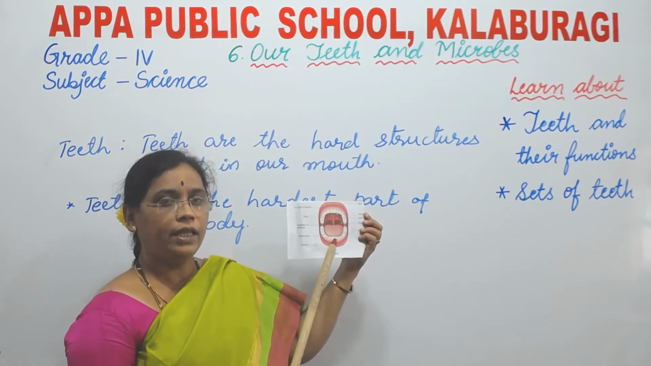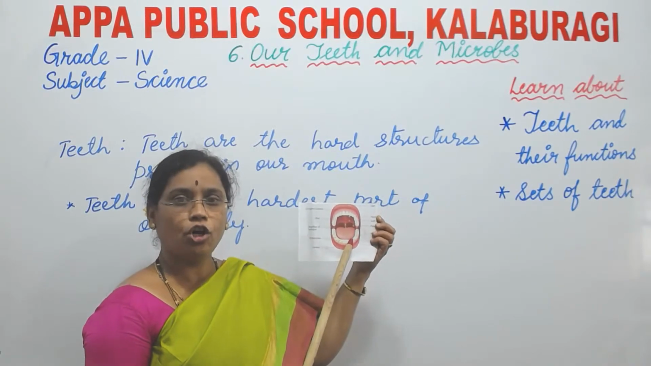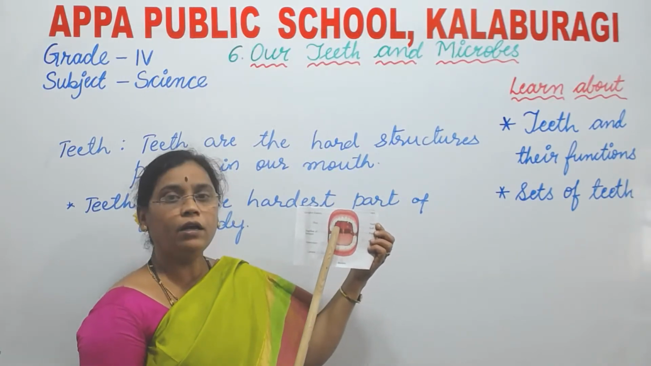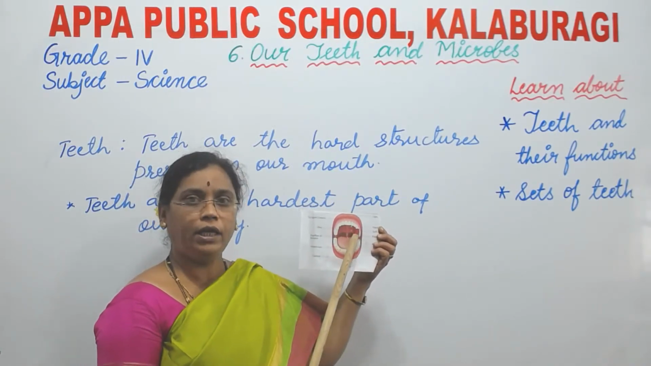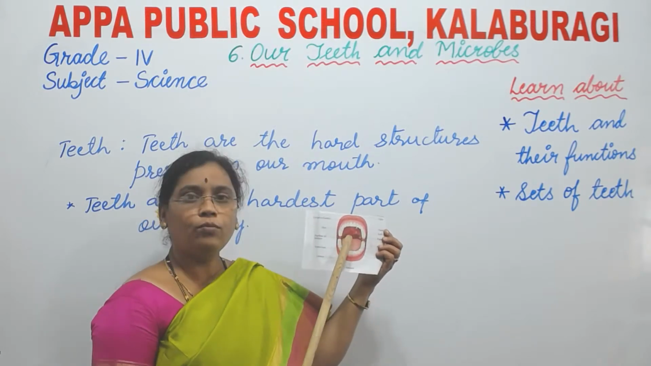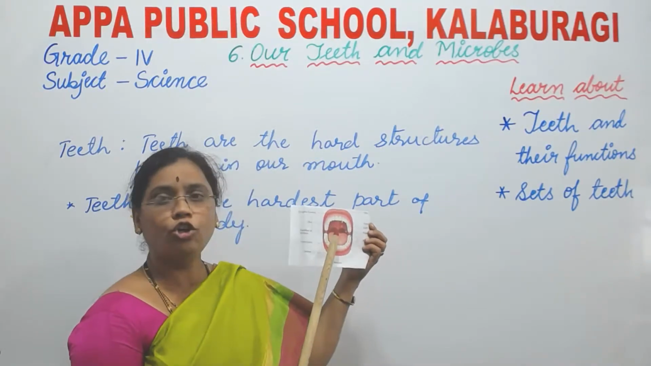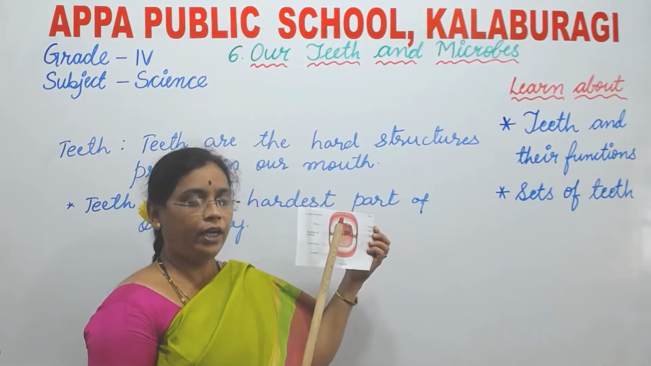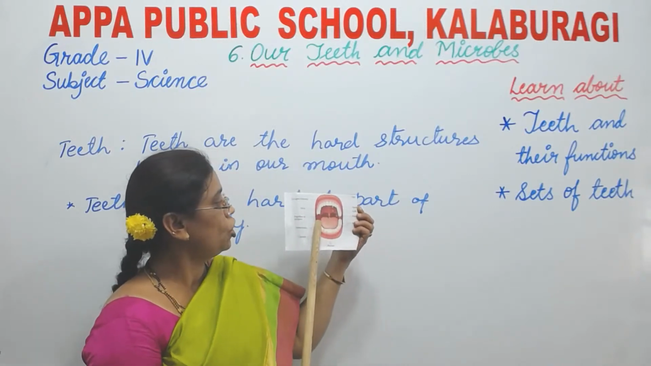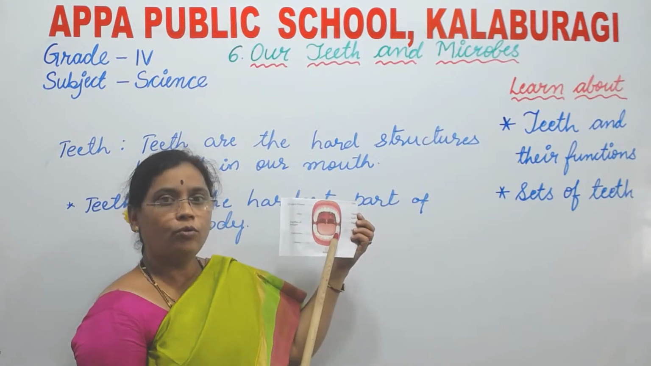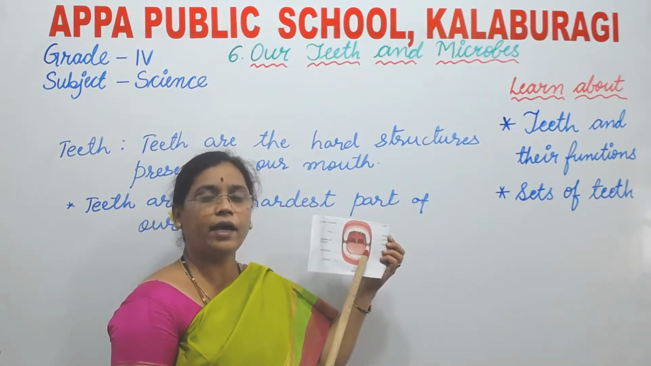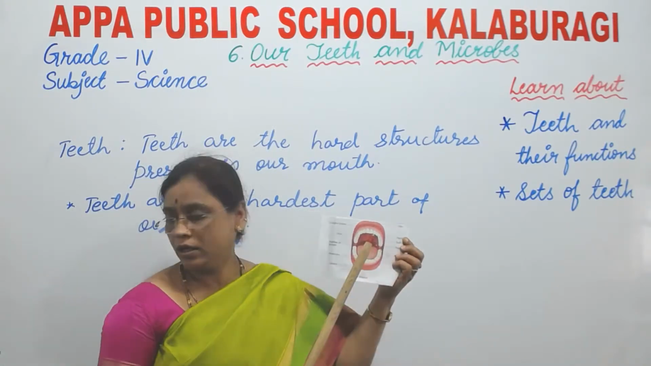So the teeth are embedded in the jaws. Embedded means they are fixed very firmly. You touch it, can you move the teeth? No, because they are fixed very firmly on the jaws, on the upper jaw, lower jaw. What it means? The teeth are embedded in our jaws.